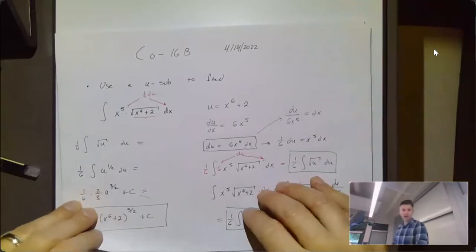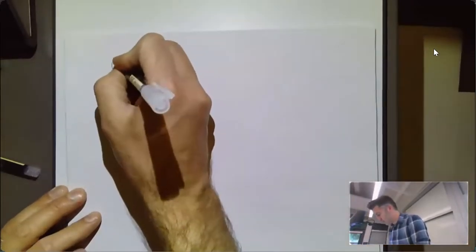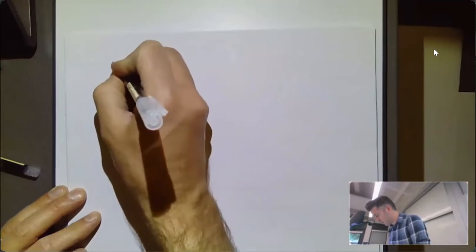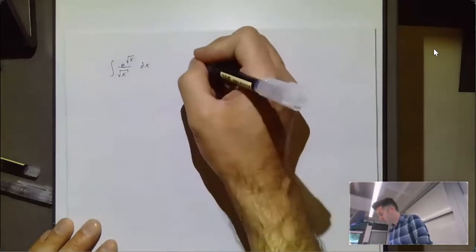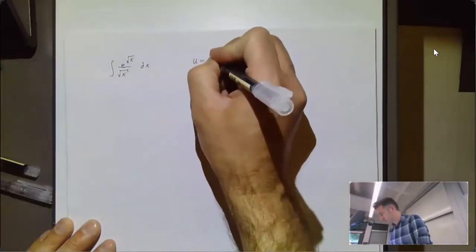All right. So let's look at some more examples. Let's look at the integral of e to the square root of x over the square root of x. And here I'm thinking I probably need to, well, I know the integral of e to the x is e to the x. I wish I had just something like e to the u. So it would probably make sense to let u equal the square root of x.